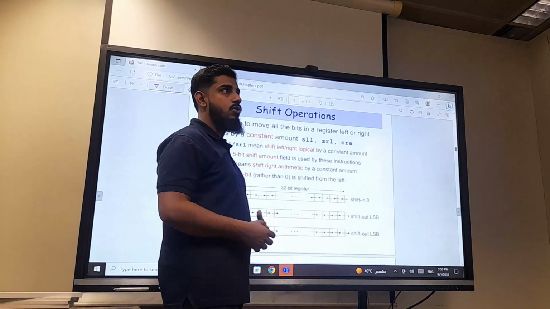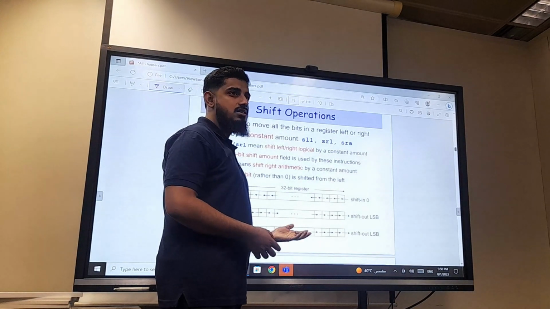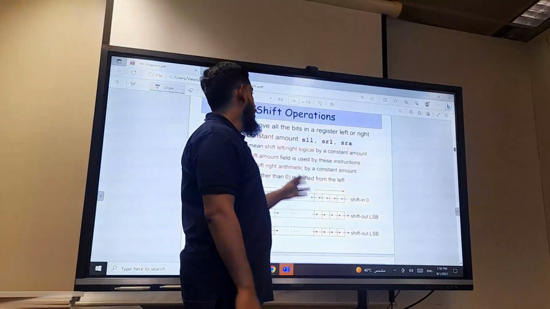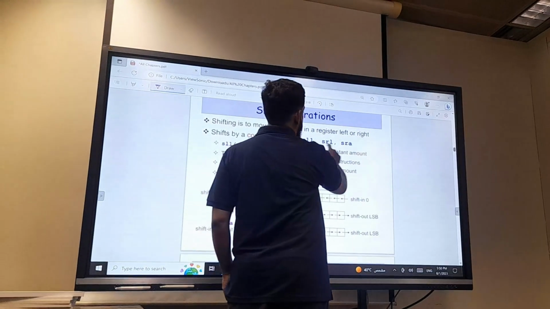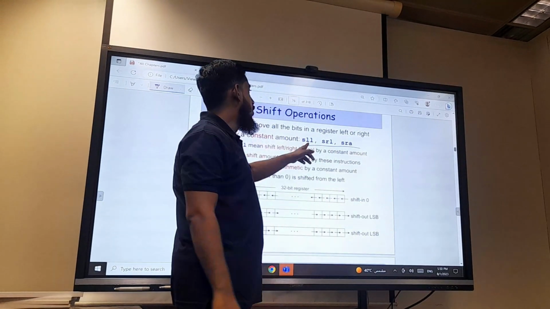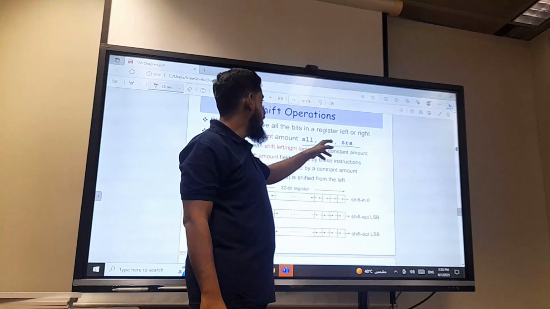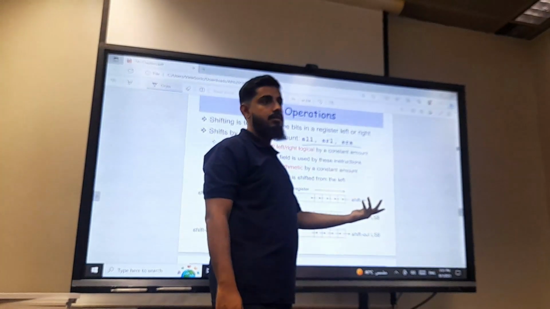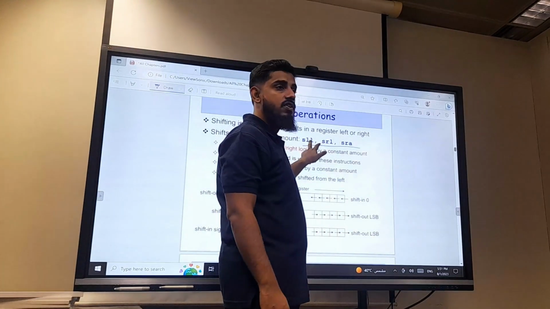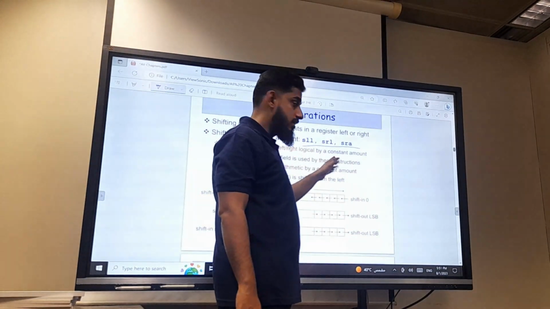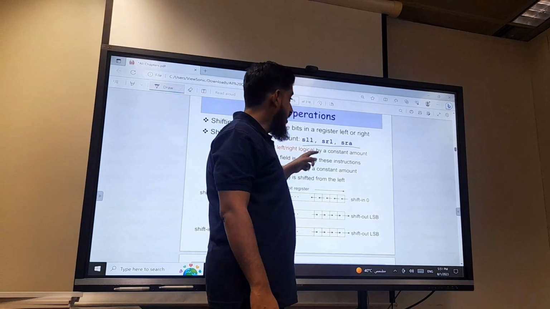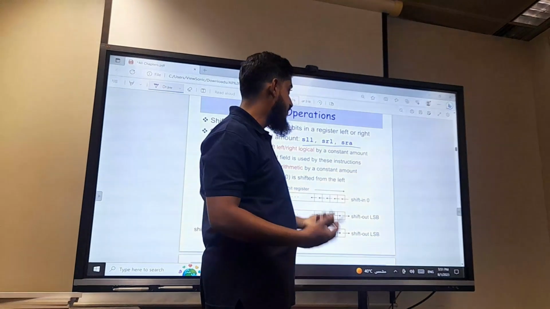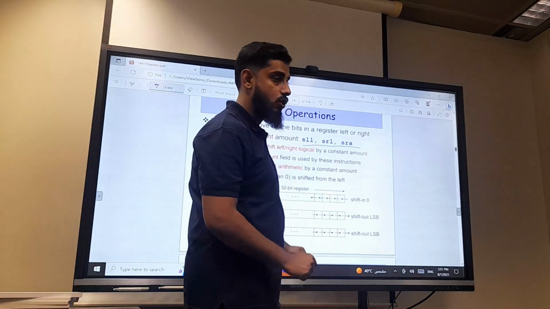If I'm going to shift a register by a constant amount, like shift with 2, shift with 4, shift with 8, then we have these three commands: shift left logical, shift right logical, and shift right arithmetic. And what is the difference between these three, we will see here.